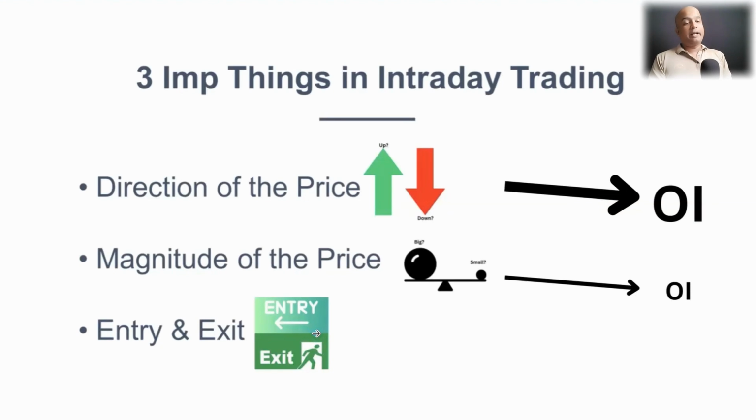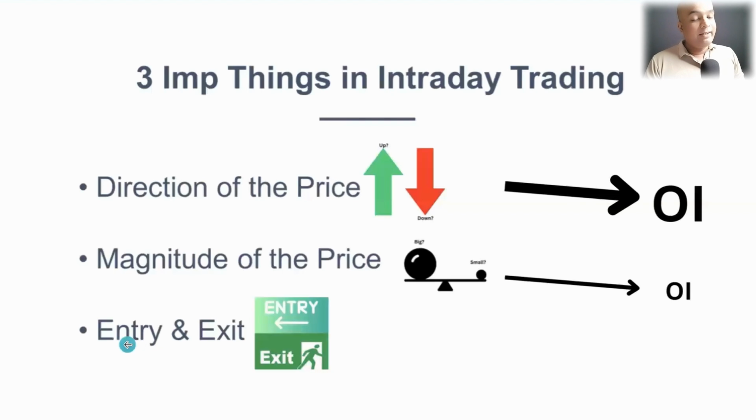But most traders, what they do is they study OI, open interest, and they use open interest to take the entry and exit. That is the mistake they make. This is one of the limitations of OI.